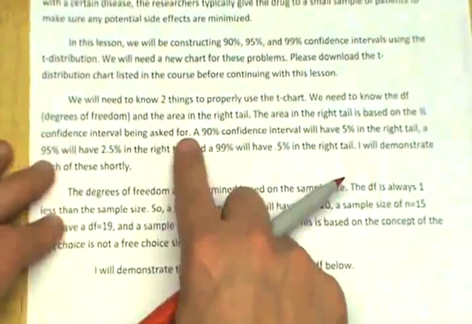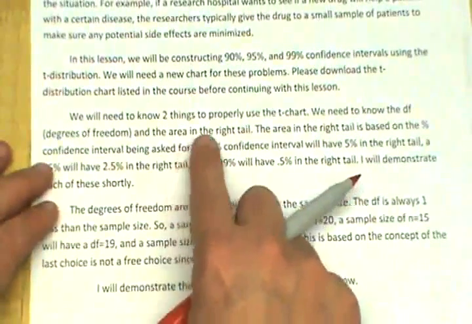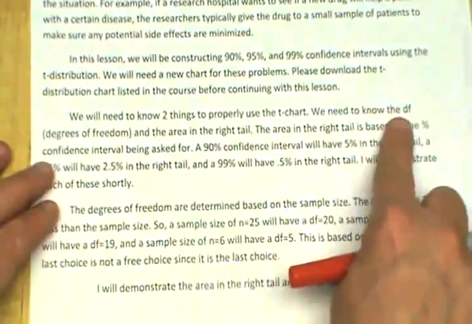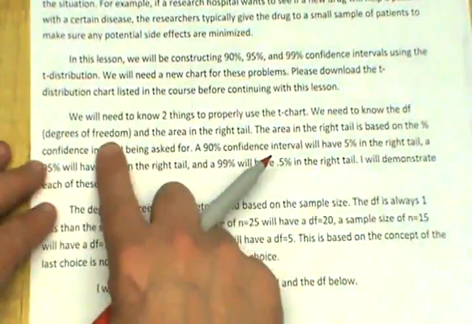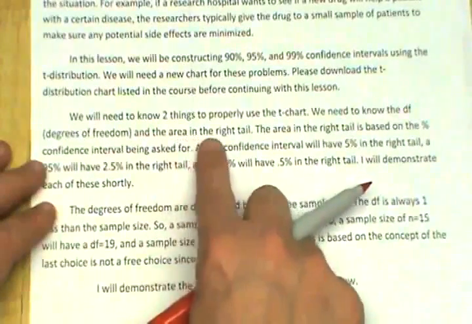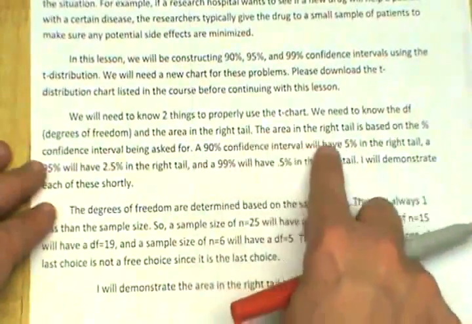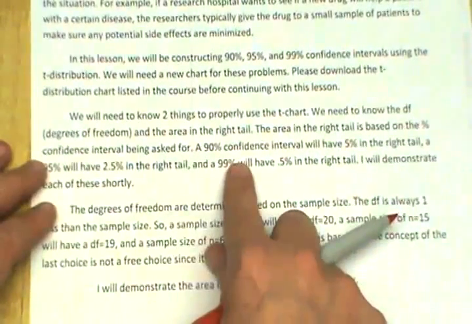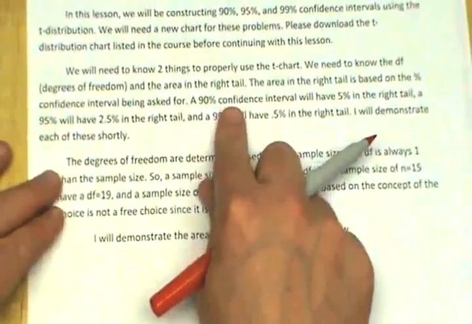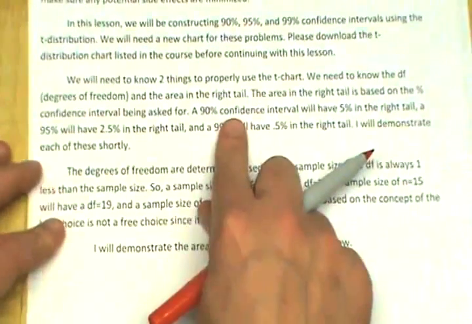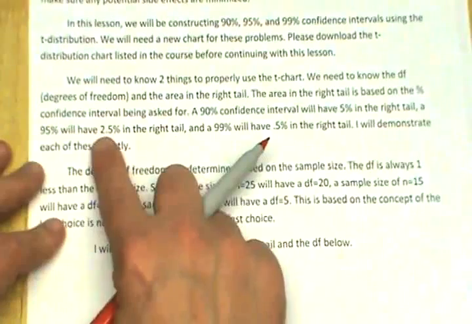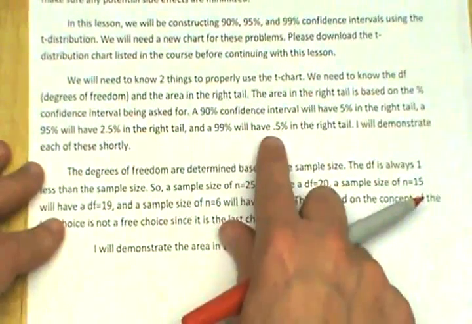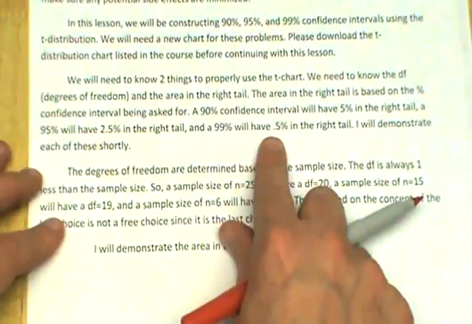Alright, so we're going to need to know two things based on the chart that you're going to download. You need to know something known as DF, which is called degrees of freedom, and you also need to know the area in the right tail. The area in the right tail is based on the actual confidence interval being asked for. A 90% confidence interval will have 5% in the right tail, a 95% will have 2.5% in the right tail, and a 99% is going to have 0.5% in the right tail. I'm going to discuss that in a little more detail in just a minute.